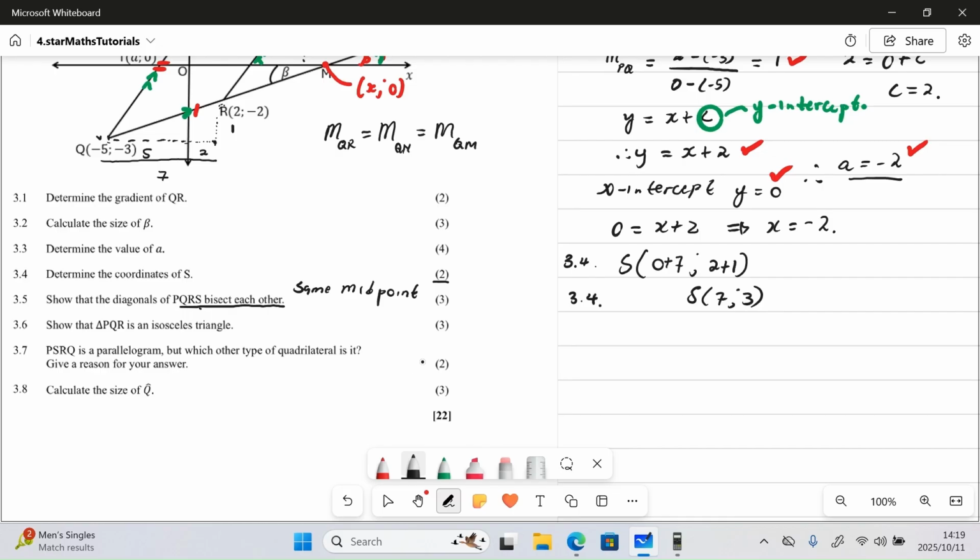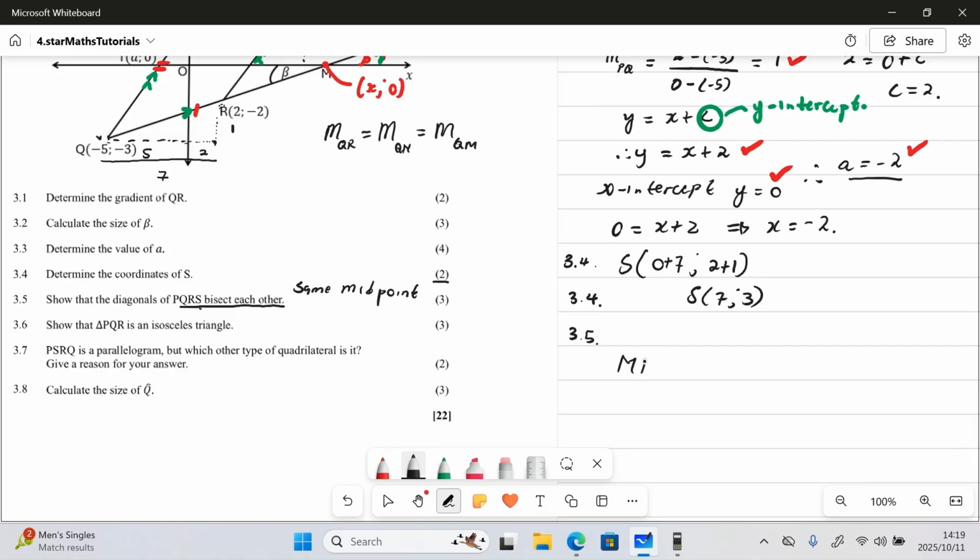Then, show that the diagonals of this four-sided figure bisect each other. The way they bisect each other, meaning the diagonals bisect each other, means that they have the same midpoint. So in other words, we need to find the midpoint of PR.